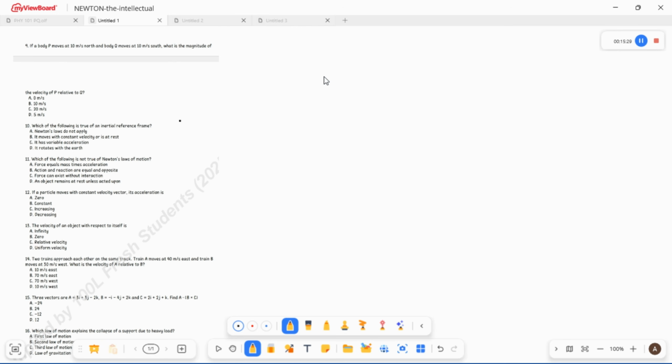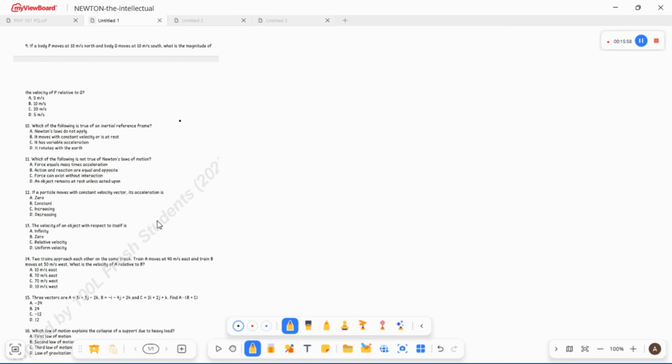Now, question 12, if a particle moves with constant velocity vector, its acceleration is dash. We already explained this with constant velocity. Since the velocity is constant, it does not change, then the acceleration is going to be zero. If velocity does not change, then acceleration will always be zero. Now, question 13 says the velocity of an object with respect to itself. We already did this earlier. Repeat questions. So this one is zero.